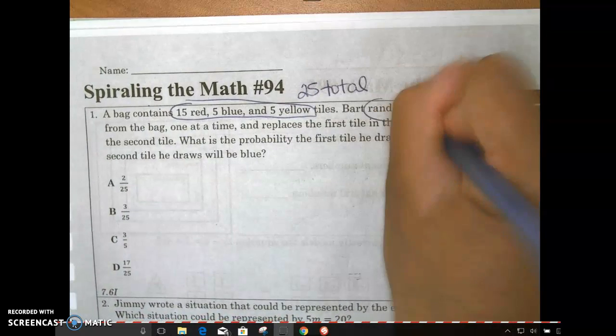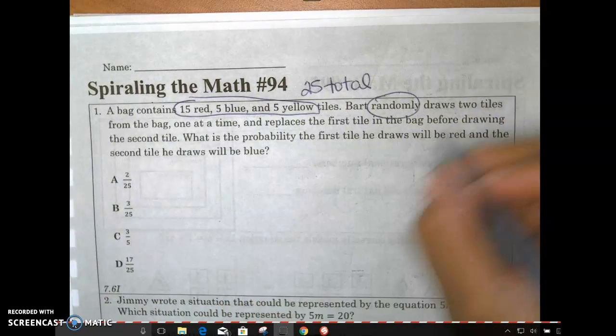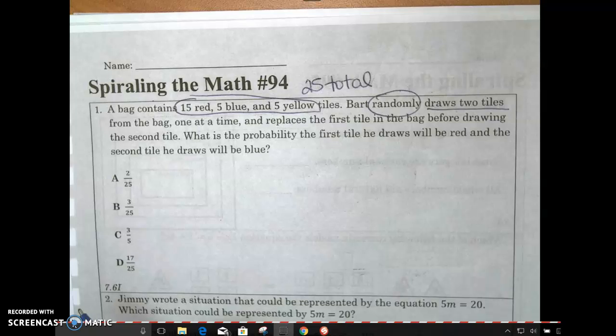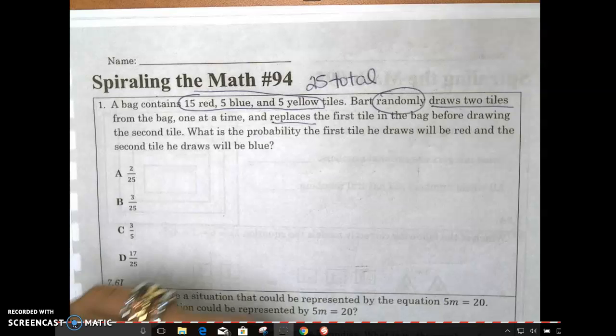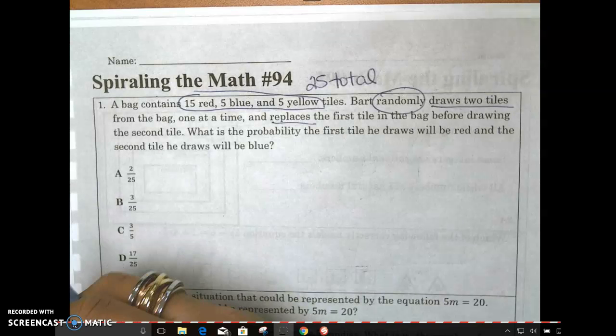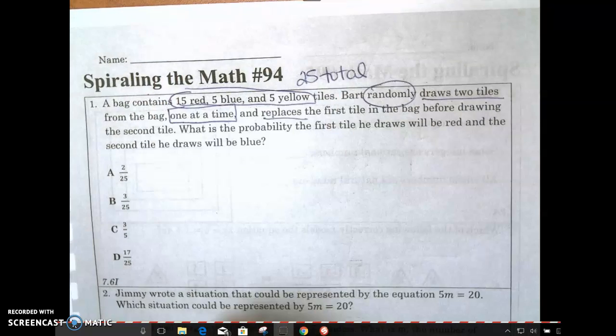What else? He draws 2 tiles, which means I need what? He replaces. He's replacing the first one, which means what? What does replacement mean? You return one back in. He's doing them one at a time, guys. I'm not taking out 2 at a time.